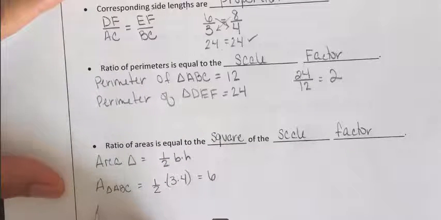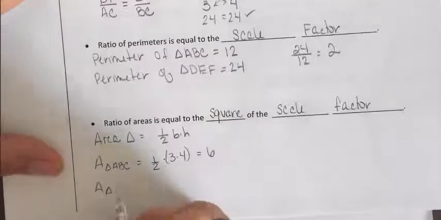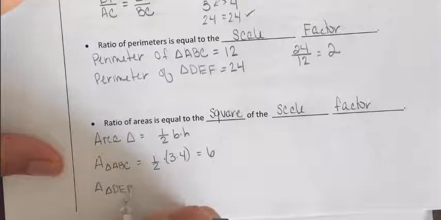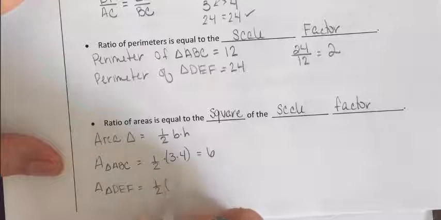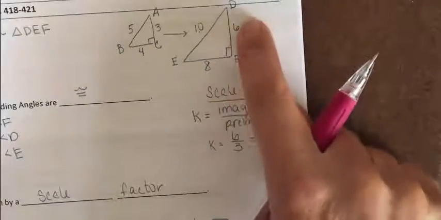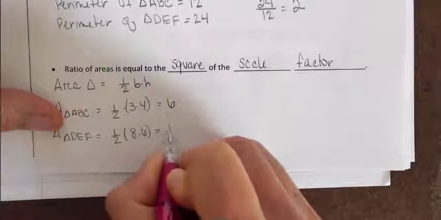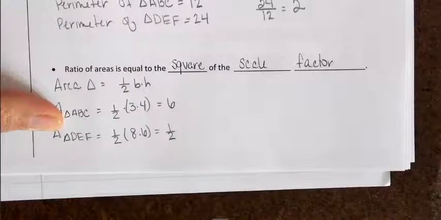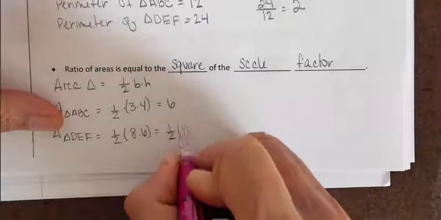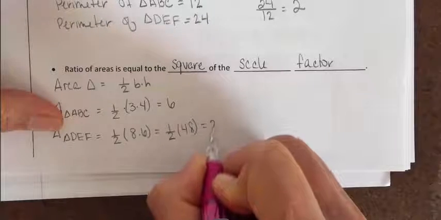Okay, and then let's do the area of triangle DEF. Well, it's going to be 1/2, and then again, we're going to do base times height. I got 8 and 6. So it's 1/2 of 48, which is 24.